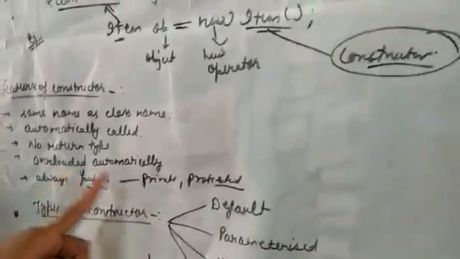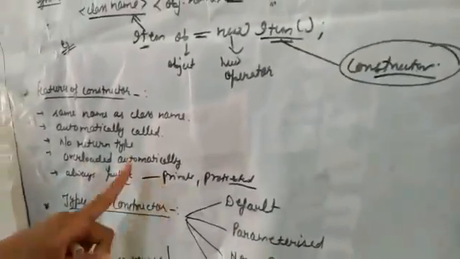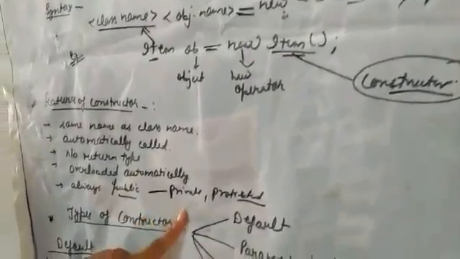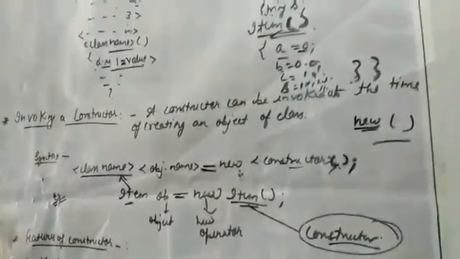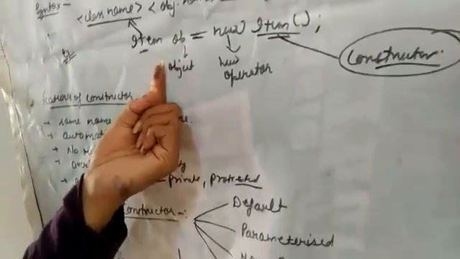Then, overloaded automatically. A constructor is overloaded automatically, which means when a number of constructors are created for a class, they automatically come, and they must all have the same name as the class name. Got it?